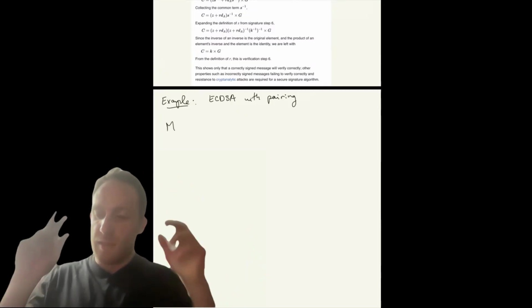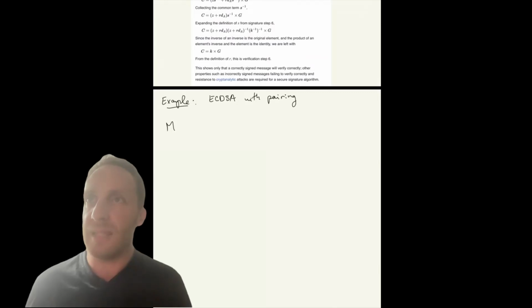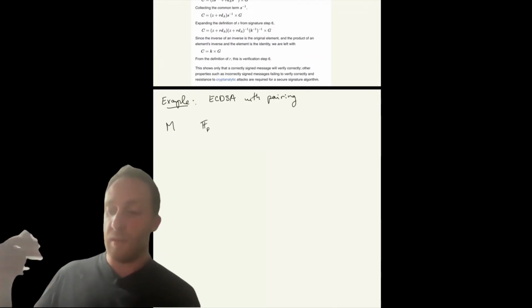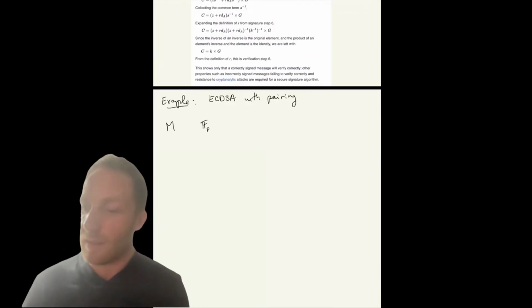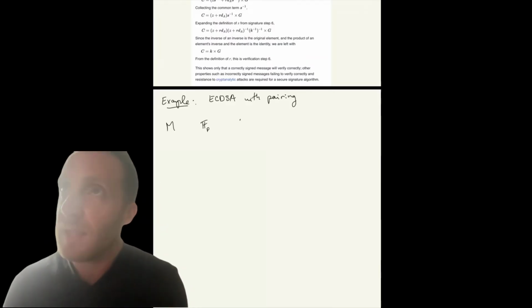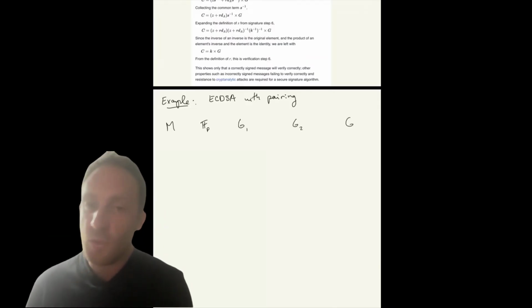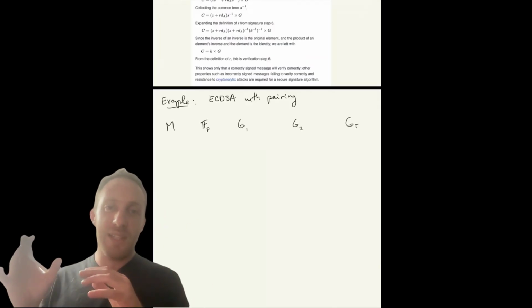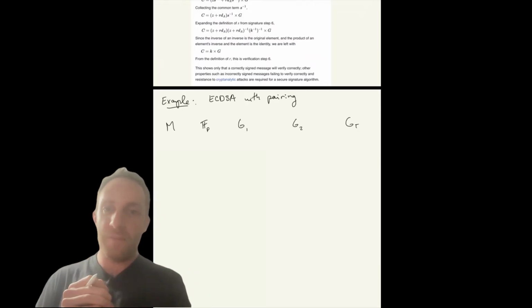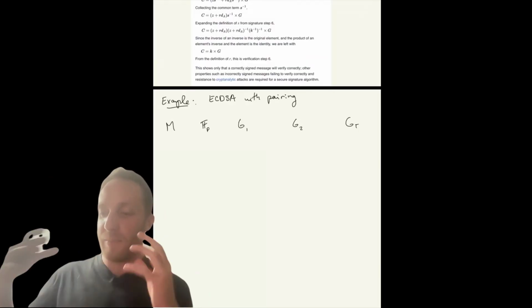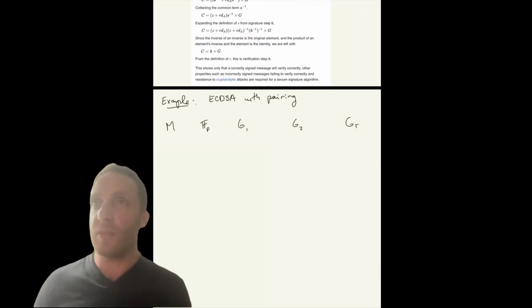Okay, so let's define the spaces that we have. M is just the abstract message space. And we have Fp, which is the underlying field of the elliptic curve. And we have G1, G2 and GT. So you've got to get used to using these other two groups. If you accept this crazy structure as a black box, everything becomes simple. You just got to get used to it.